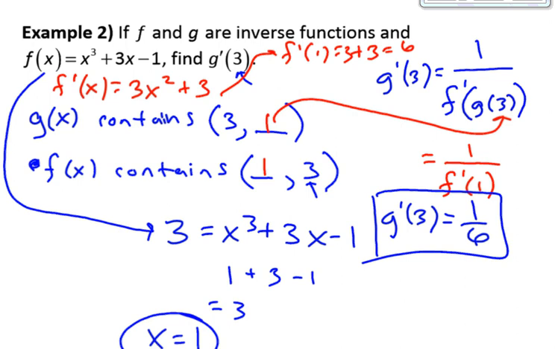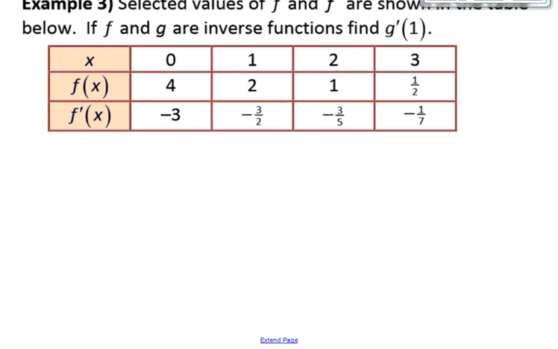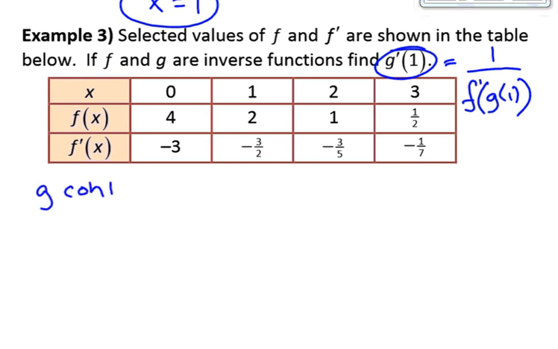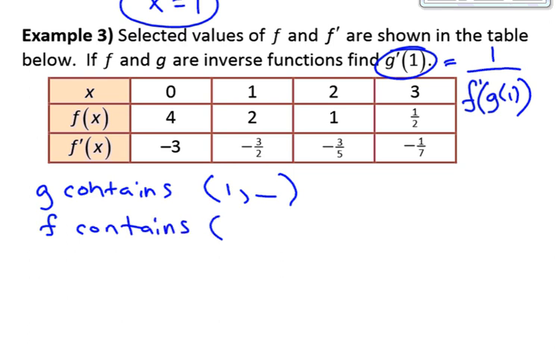Okay, so looking at our last example, that's given a function and how to do it with that. But what if you're given a table of values? So you have selected values of f and f prime, and f and g are inverse functions, to find g prime of 1. Going off the definition we just learned, g prime of 1 is going to be 1 over f prime of g of 1. So we need to figure out what g of 1 is. Remember what I wrote in the first example: g contains the point 1, something, and so f contains the point something, 1.